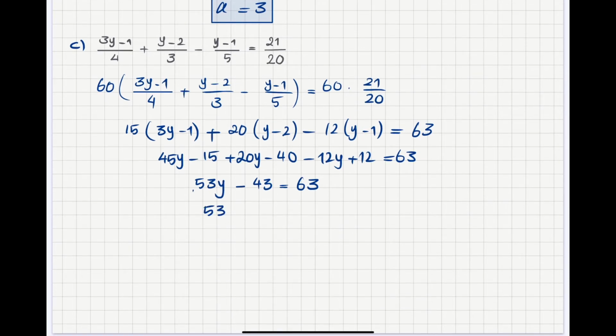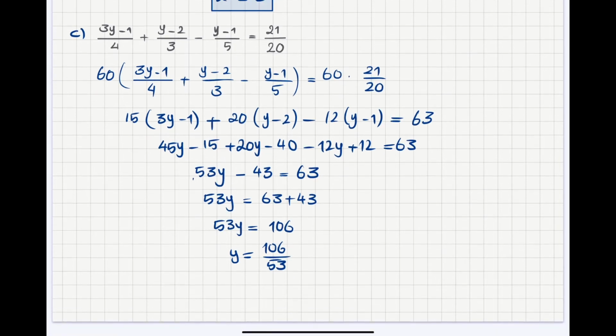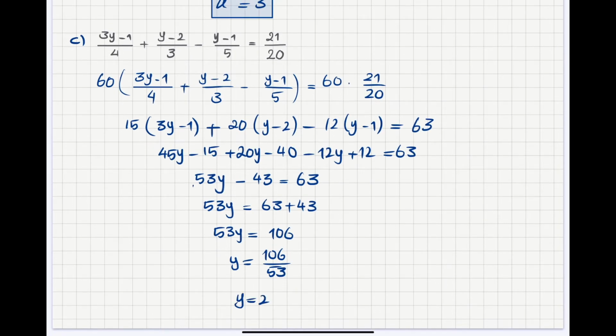So this becomes 53y minus 43. I already have 63. I move this one to the right, becomes positive. And then it becomes 106. And then again, the answer is nice. Divided by 53. But you shouldn't leave it like that, because the answer is actually 2. Yes? Okay, do you have any problems with these questions?